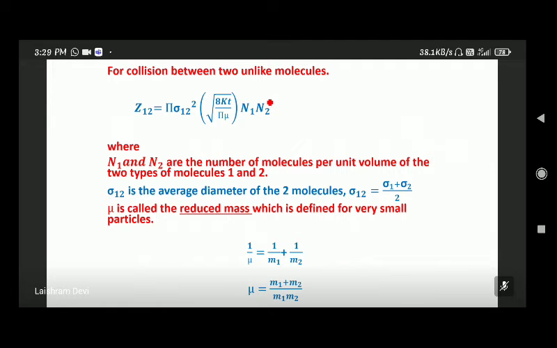The format of the equation is the same, but many of the terms are replaced when you consider the two molecules to be different.